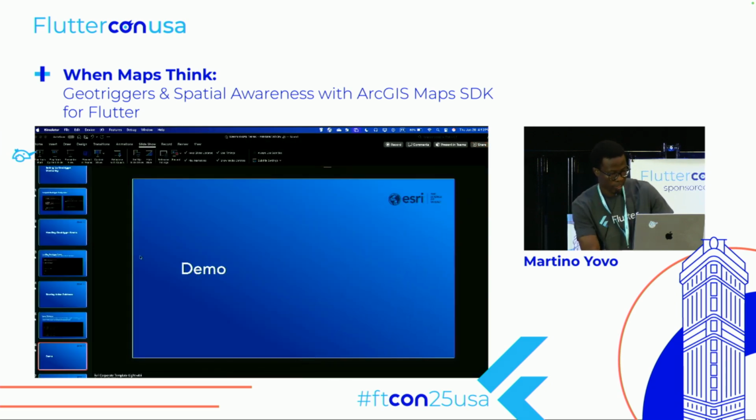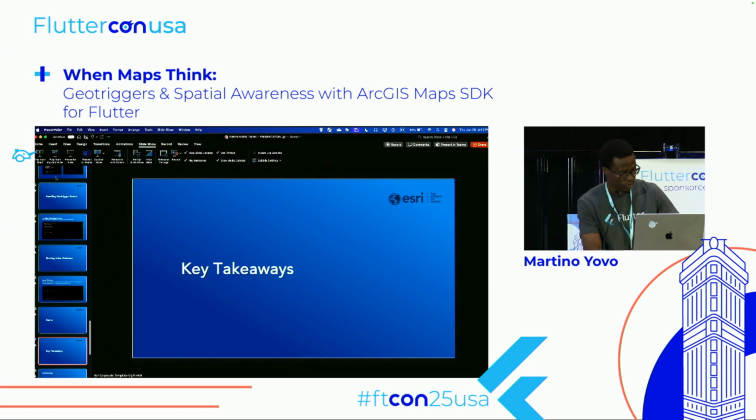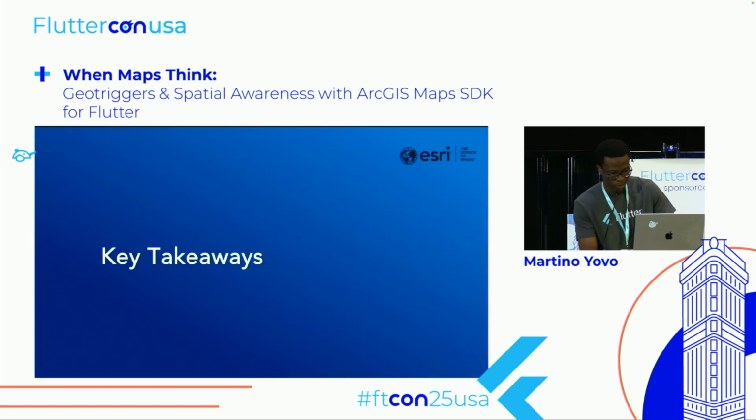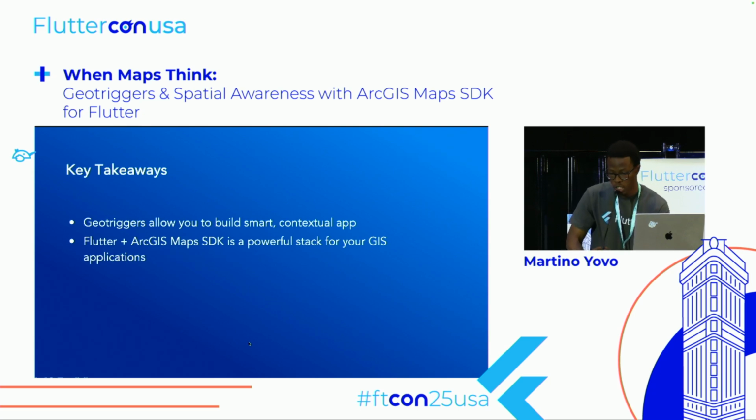So back again. Yep, so here are some key takeaways from today's presentation. First thing, what you need to know is when you want to build a proactive location application, you will need geofencing or geotriggers, right? And this will allow you to build smart, contextual applications. And one way you can better take advantage of this feature is by using the ArcGIS Maps SDK for Flutter, which is a powerful stack for your GIS applications.